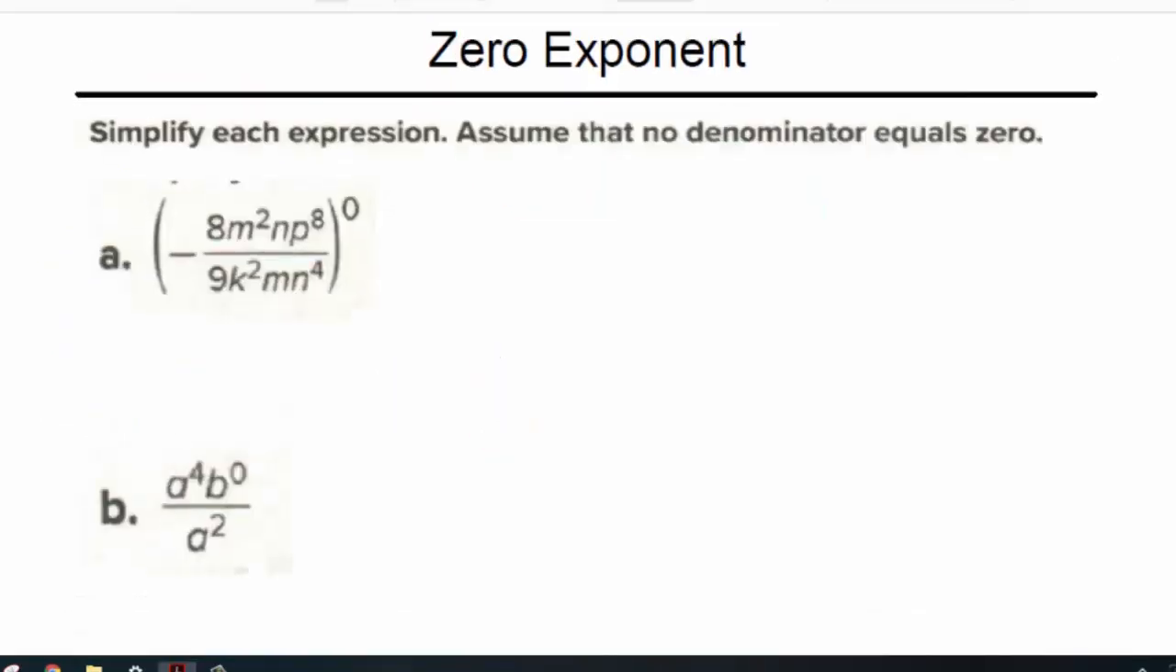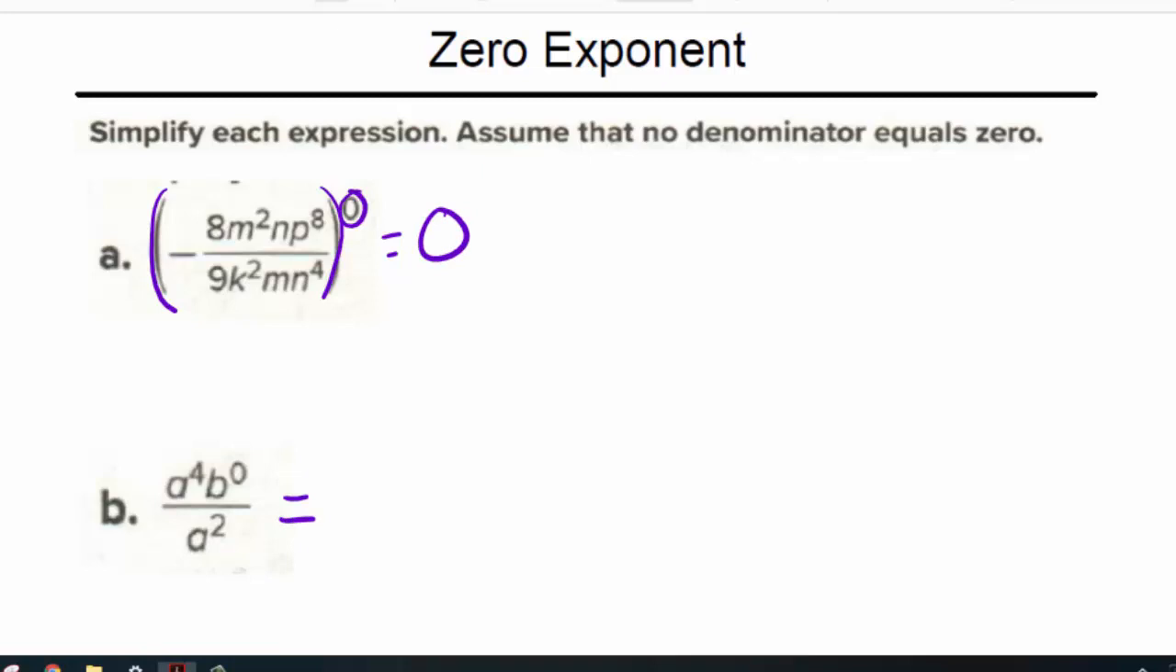All right, so we got a couple examples here for zero exponents. We want to simplify each. Well, the first thing you'll notice is you got a 0 on the outside and there's parentheses around the entire fraction. So it doesn't matter what happens inside. Whatever comes out is going to be raised to the 0 power. So this whole thing just equals 0.